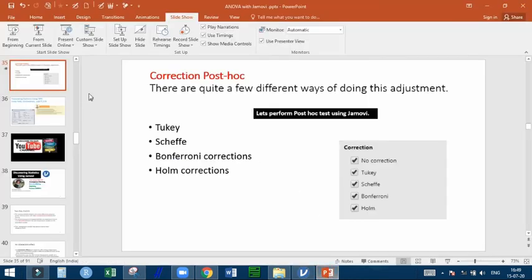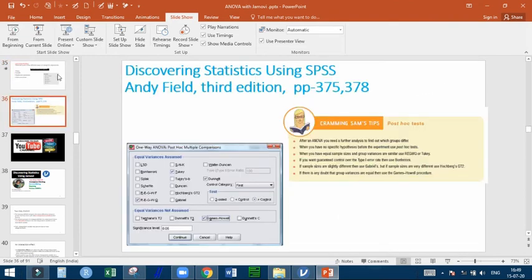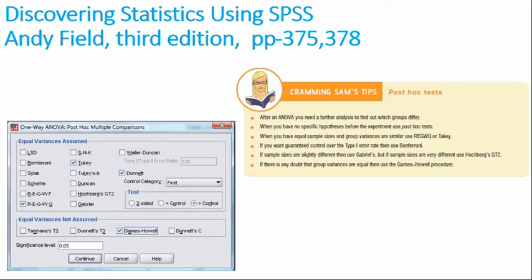Let's come to our slides, and I would like to tell you something more. There is a book, Discovering Statistics Using SPSS by Andy Field. I have taken this screenshot from the 3rd edition, page numbers 375 and 378. Cramming tips regarding post hoc test given by Andy Field. After an ANOVA, you need a further analysis to find out which group differs.